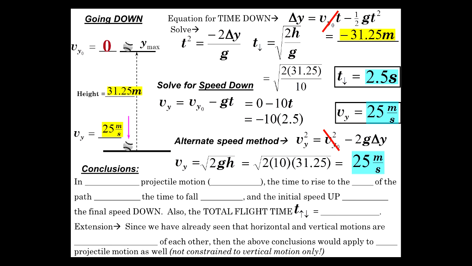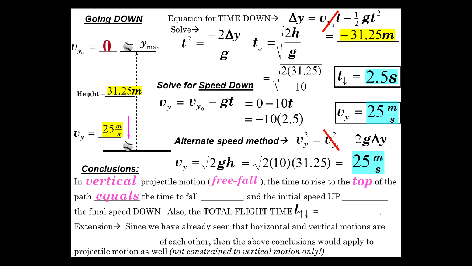Now, conclusions. Basically, in vertical projectile motion, which is what we're talking about here, it's also free fall. Free fall is a term for gravity only acting on the object. Nothing else but gravity. It's freely falling under the influence of gravity.